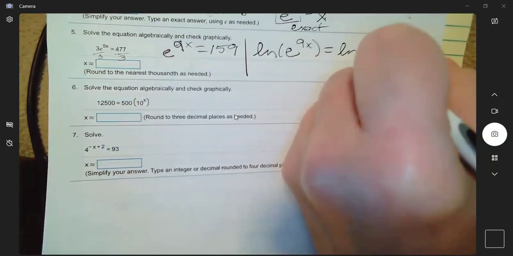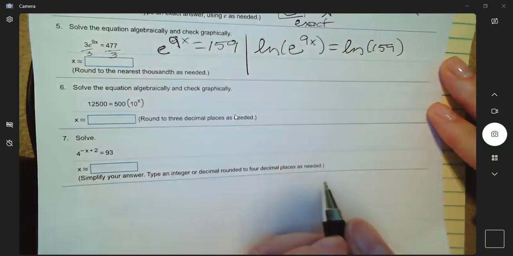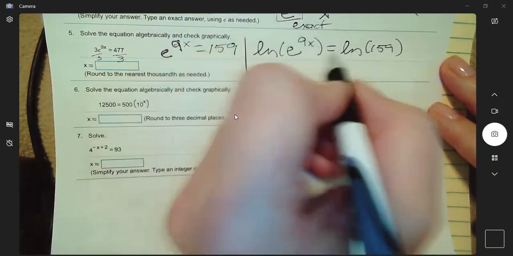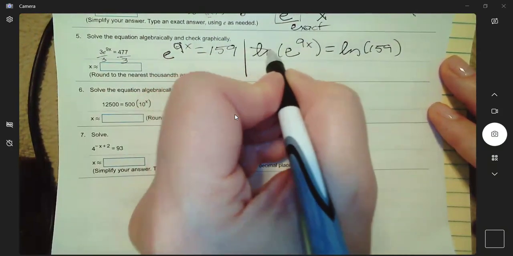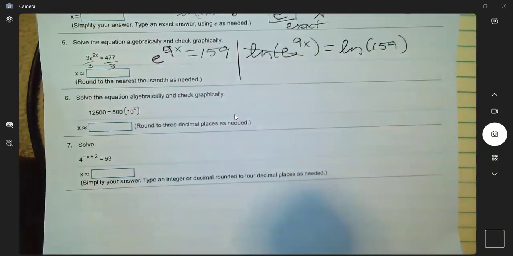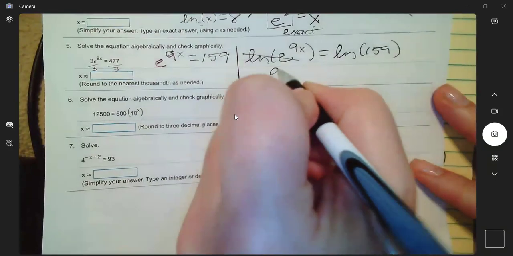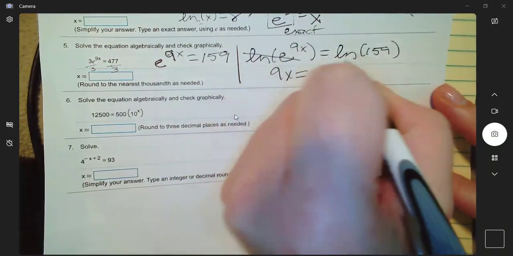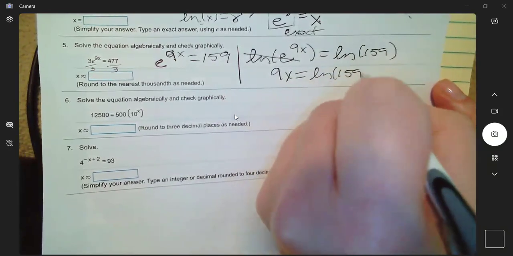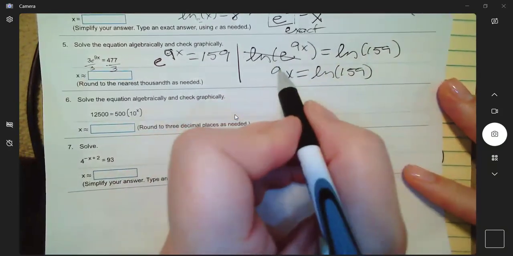Natural log of 159. Okay, so when we do this, I could move the 9x out in front with the power rule, but actually this is a faster formula because natural log and e are inverse functions of each other. So they cancel out directly. And all I have left to do to finish this is do that logarithm, divide it by 9. So I'm just copying down the right-hand side. I'm just simplifying over here.